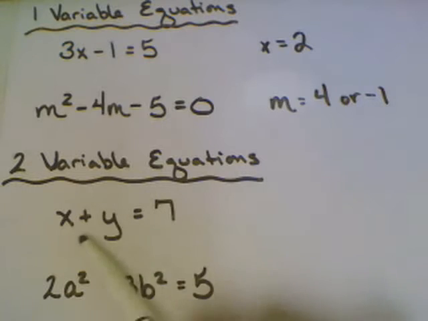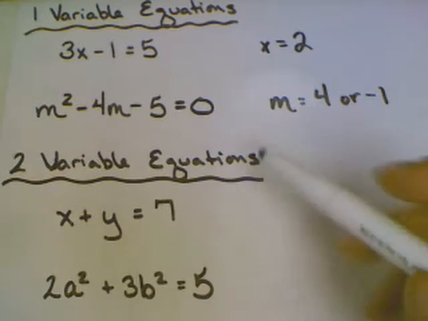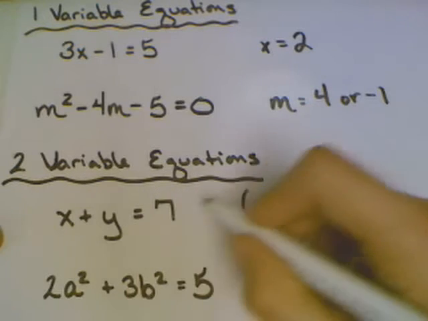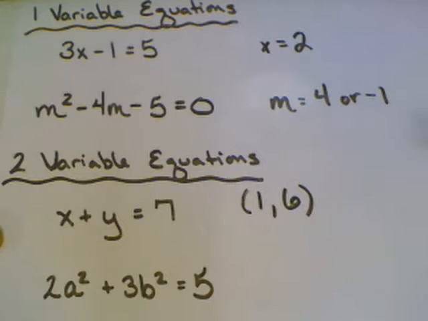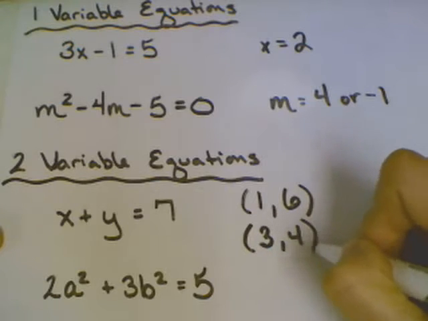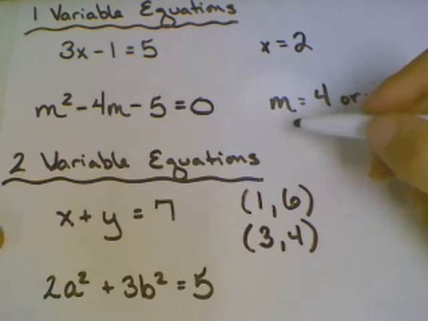In this section we're going to have equations like x plus y equals 7. For these equations there are many answers, and the solution is a value for x and a value for y. So we write these as ordered pairs. One solution to this equation is if x is 1 and y is 6. So we would write the solution this way. If x is 1 and y is 6, 1 plus 6 is 7. So this would work. Another solution would be 3, 4. The ordered pair 3, 4 means if x is 3 and y is 4, this equation is true.